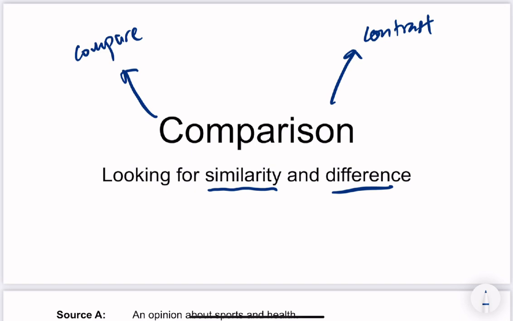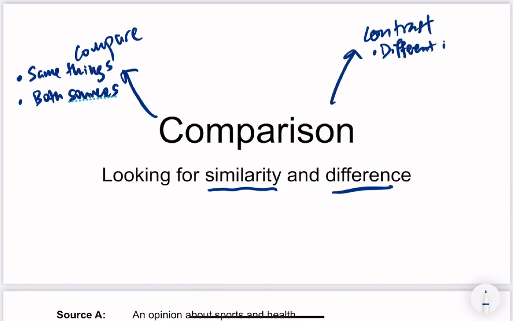So basically, when we talk about the idea of comparison, that means the similarity, we are essentially looking at the same things. Okay? The same things said by both sources. What is basically the same topic, the same inferences they are talking about here? Now, in terms of contrast, we are basically looking at the different inferences based on a similar topic.